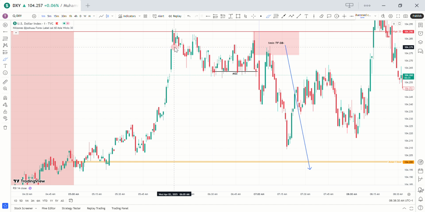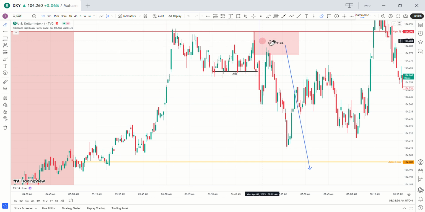during the time that the Asian high swept liquidity, because you can also see that price swept liquidity, and as price swept liquidity there, price shifted structure. You can see the shift in structure. You can see that price shifted structure.